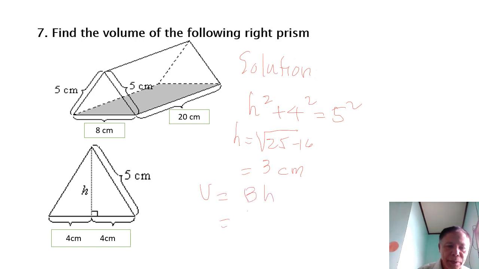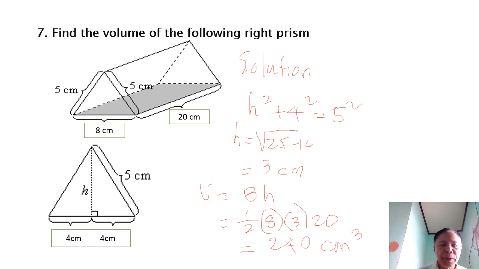So your base is a triangle, so 1/2. The base is 8 times the height as solved, which is 3. Then times 20, since the length is 20. So your volume is equivalent to 240 centimeters cubed. So as always, try to make use of the Pythagorean theorem, then solve everything there.